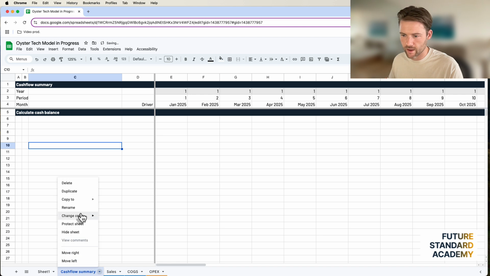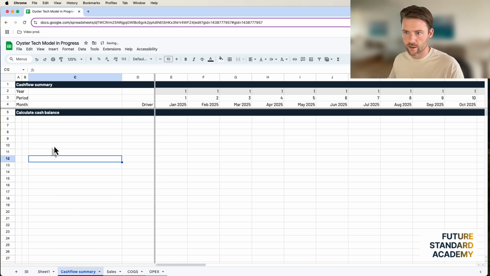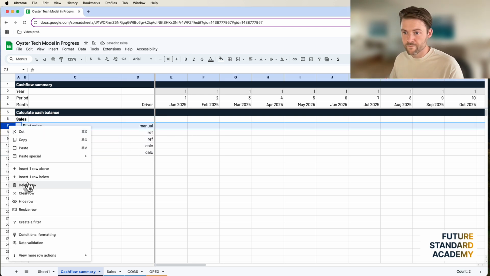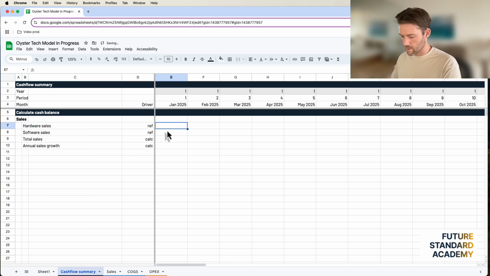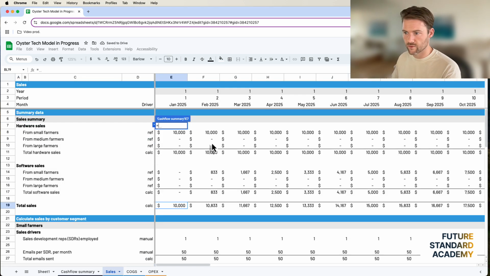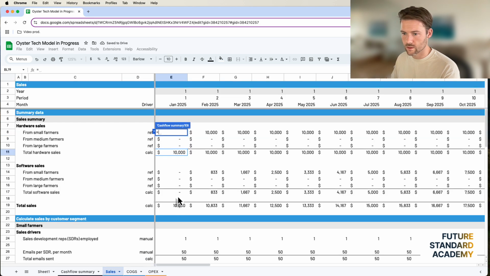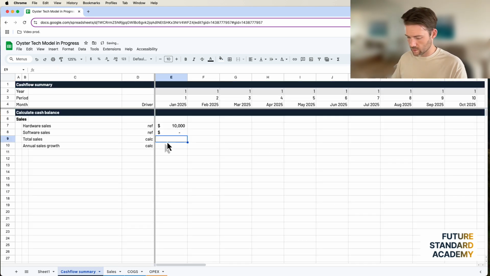Okay, so let's just get started with calculating the cash balance. That's the net impact of this sheet. Bring in the color here. We're going to start with sales. Pilot sales, we remove that. Hardware sales, let's go find those. Software sales, let's find those. Don't need the total because we're going to add it here. And then the annual sales growth is just going to be NA because I can't do that on a monthly basis. I'll do it on the annual.